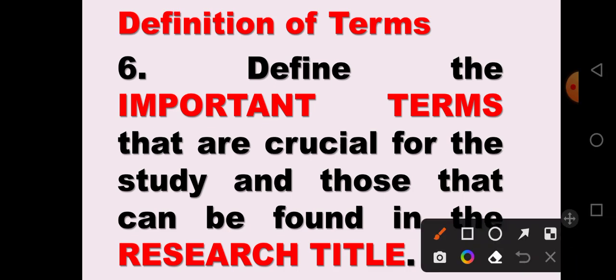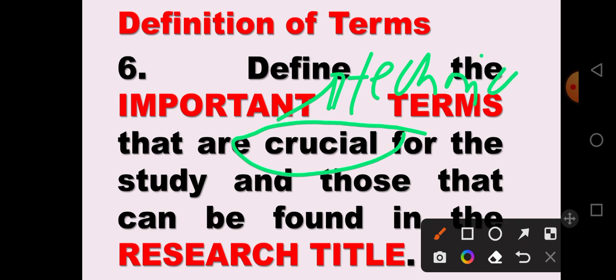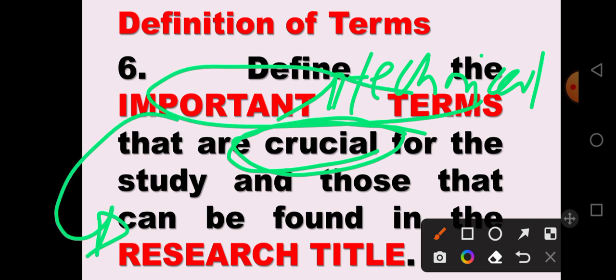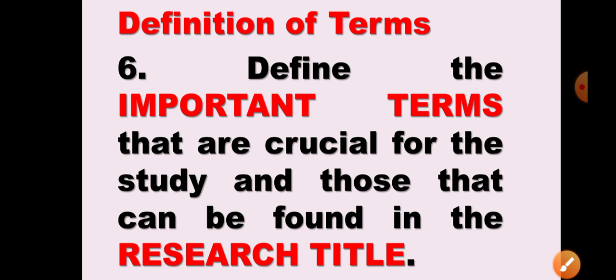So you must identify the crucial terms that are repeated several times in your research paper but are considered to be technical. Whenever we say technical, it is not easily understood. So you must define those repeated technical terms in your paper as well as the important terms found in your research title. Okay, so that is our other guideline in identifying what terms must be described or defined in our definition of terms.